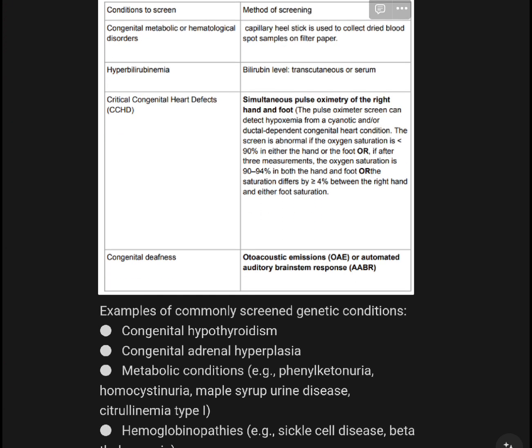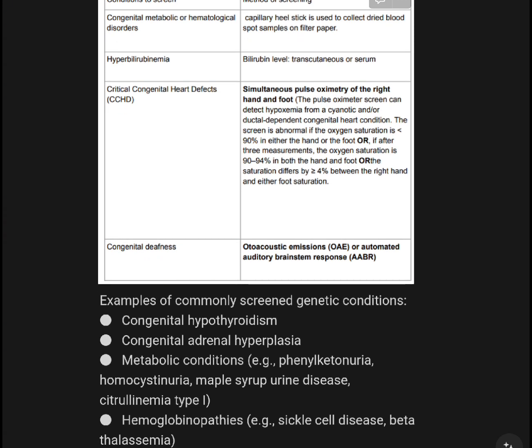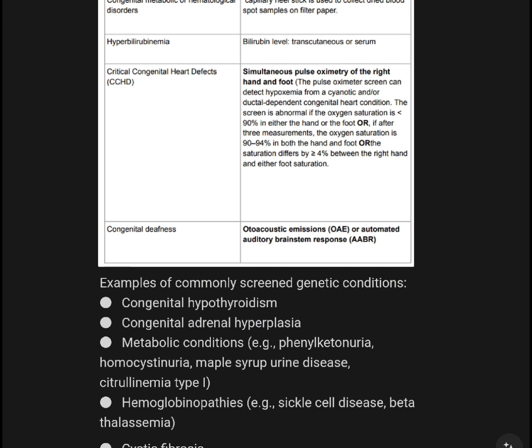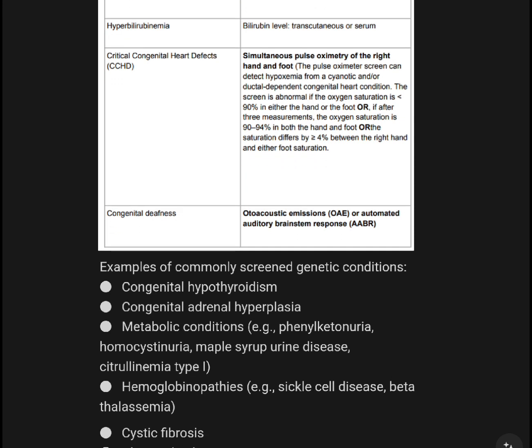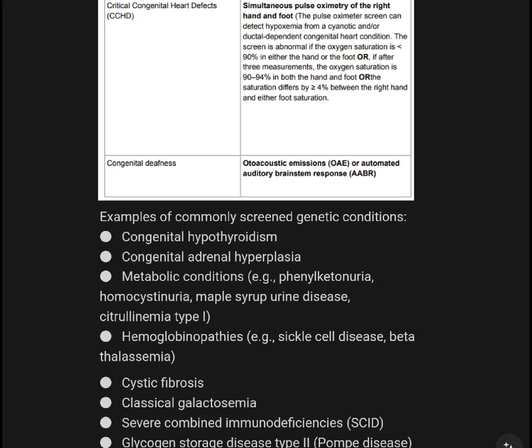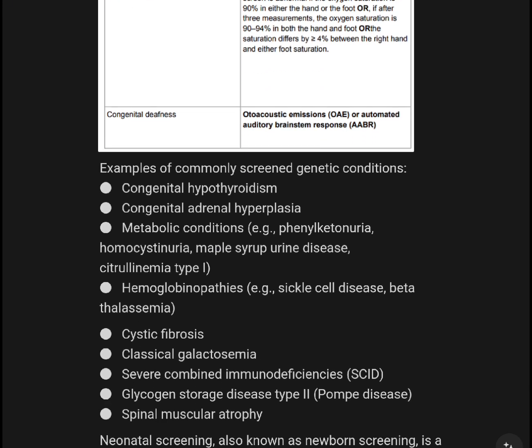The pulse oximeter screen can detect hypoxemia from a cyanotic and/or ductal-dependent congenital heart condition. The screen is abnormal if the oxygen saturation is under 90% in either the hand or foot, or if after 3 measurements the oxygen saturation is 90 to 94% in both the hand and foot, or the saturation differs by over 4% between the right hand and either foot saturation. Congenital deafness: otoacoustic emission, OAE, or automated auditory brainstem response, AABR.